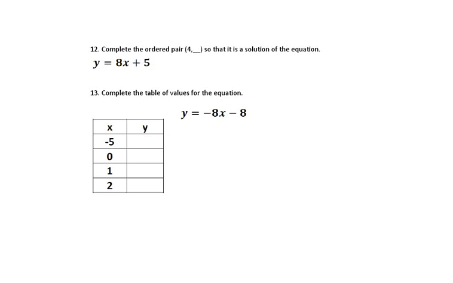In question 12, you'll notice that it gives us an ordered pair 4 and blank. What this means is x equals 4, but we don't know what y is. No problem. Let's just replace x with 4 and see what happens. So we'll do 8 times 4 plus 5. 8 times 4 is 32, and 32 plus 5 is 37. That's it.